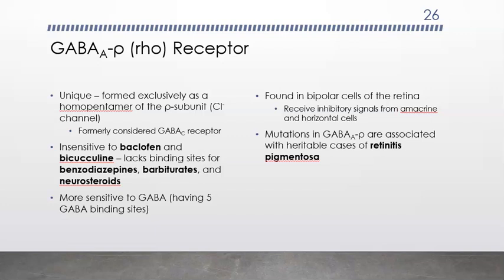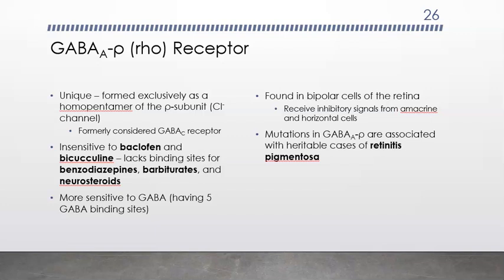It used to be called a GABA C receptor, but then it's ionotropic, so they're like, well, I guess it's technically a GABA A and all that. But what's interesting about it is it's insensitive to both baclofen and bicuculline. That's because it doesn't have binding sites for benzodiazepines, barbiturates, and neurosteroids. Remember, we talked about how those binding sites have to be between an alpha and beta. And since these only have Rho subunits, that's not possible.